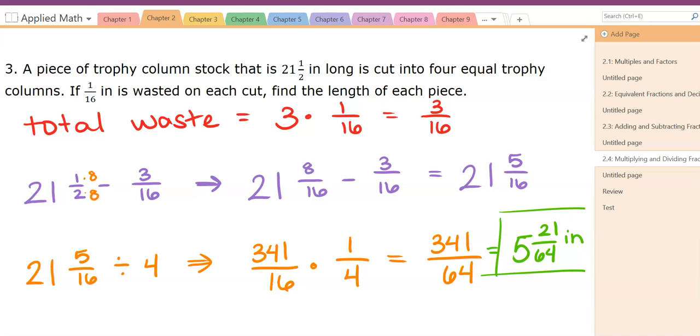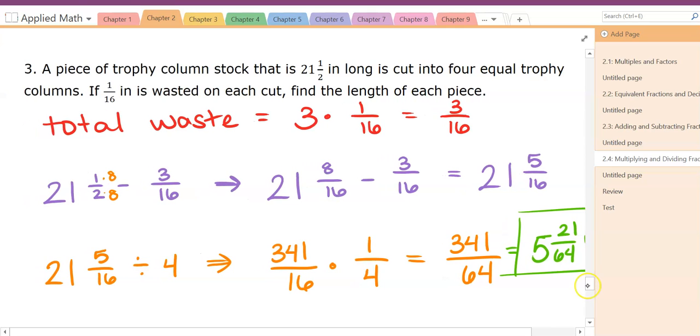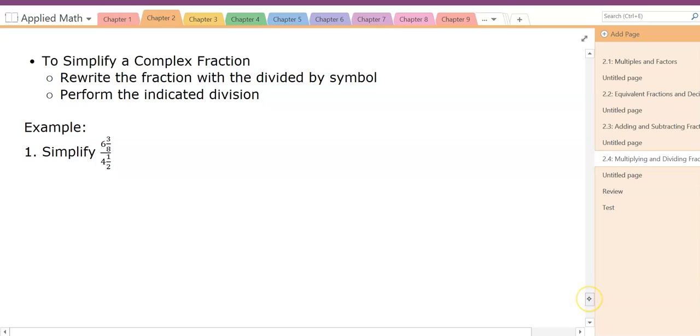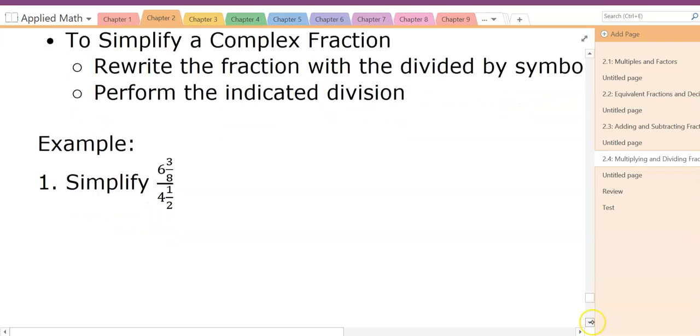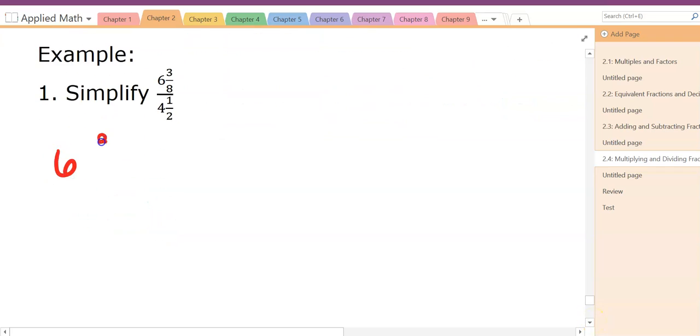So the last thing I want to talk to you guys about is something called a complex fraction. And a complex fraction is a fraction divided by a fraction, but it's written as like a really big fraction. So it doesn't have the division sign. So when you see something like that, it's called a complex fraction. And what we have to do is separate them out, separate it with the division sign, and then change it so that it's being multiplied by the reciprocal. So it's the same thing as what we've been doing, it just looks different in how it starts. So this first one, I have 6 3/8. That's on top. I'm trying to divide that by 4.5.